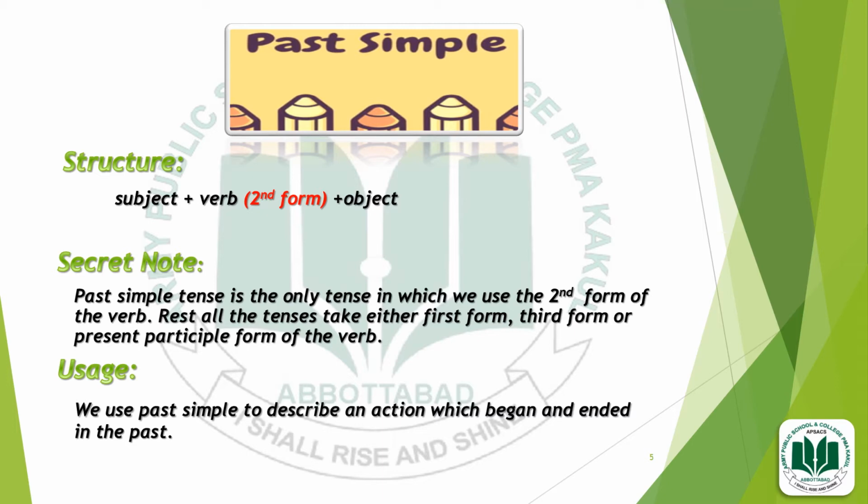Students, here is a secret and special note about simple past, and that is past simple tense is the only tense in which we use the second form of the verb. Means rest all the tenses take either first form, third form, or present participle form of the verb. So past simple is a unique tense. Why? Because this is the only tense in which we use second form of the verb.